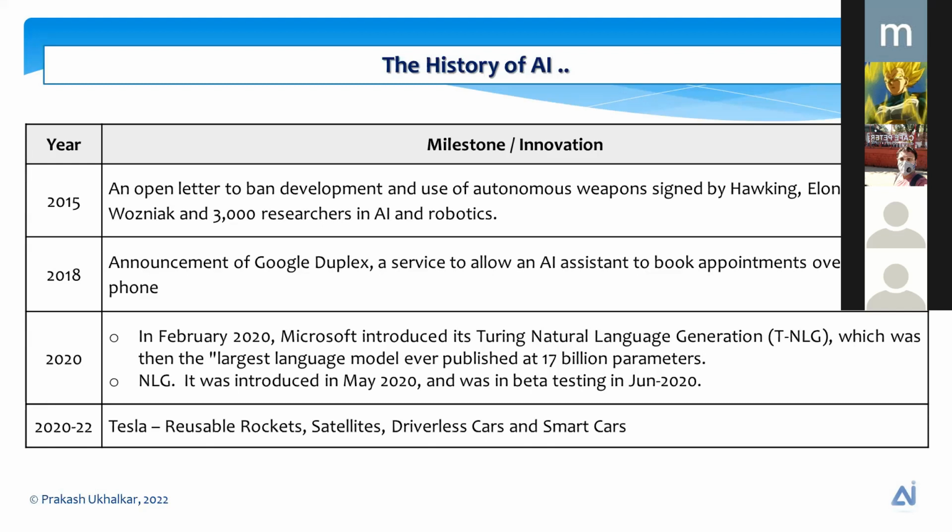Finally, we are today, and one of the leaders in the technology today is Tesla, Elon Musk. They have come up with the idea of reusable rockets and reusable satellites, and that is really booming the rocketry industry around the world. They have redefined that technology in a really true sense. They also have other business units and products like driverless cars and smart cars in the market, right? So those are the great achievements of AI over the last many decades.